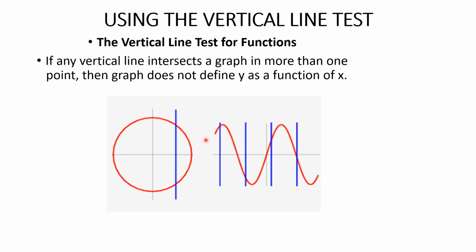Let's take a look at this graph. We can see that no matter where we draw the vertical line, we will not find anywhere where the vertical line crosses the function in red here in more than 1 point. So this is the graph of a function. Which of the following graphs is a function? And then the graph on the right hand side is the function.